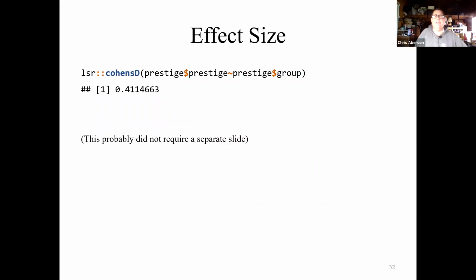The effect size, and as I noted here, this probably didn't need its own slide. The effect size comes from a package called lsr, written by Danielle Navarro, who is also the author of the free text that's optional for this course. The command is cohensD, and it looks just like the t-test. The data set $ dependent variable predicted by data set $ independent variable. You can see here we get about 0.41, again, a small rounding error, I think, when we calculate it by hand.